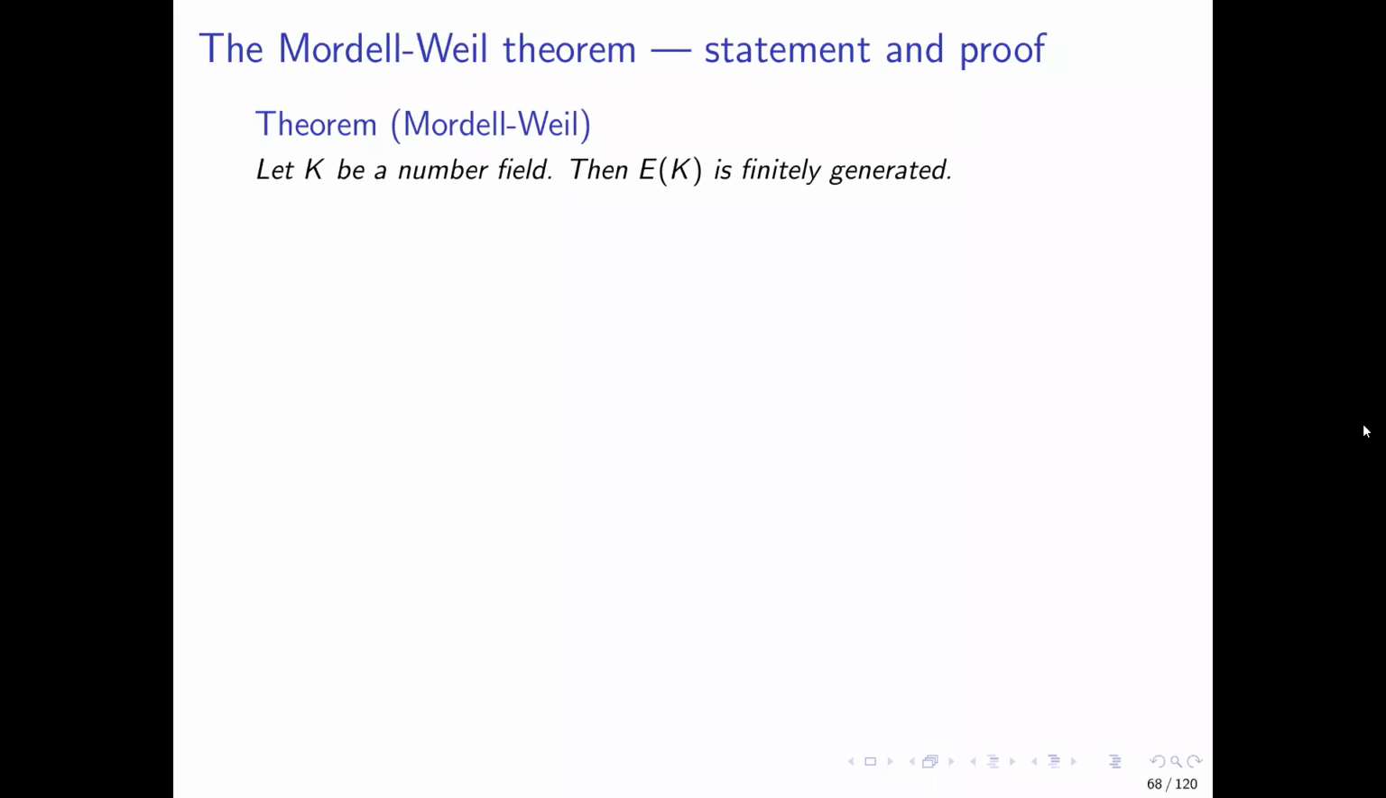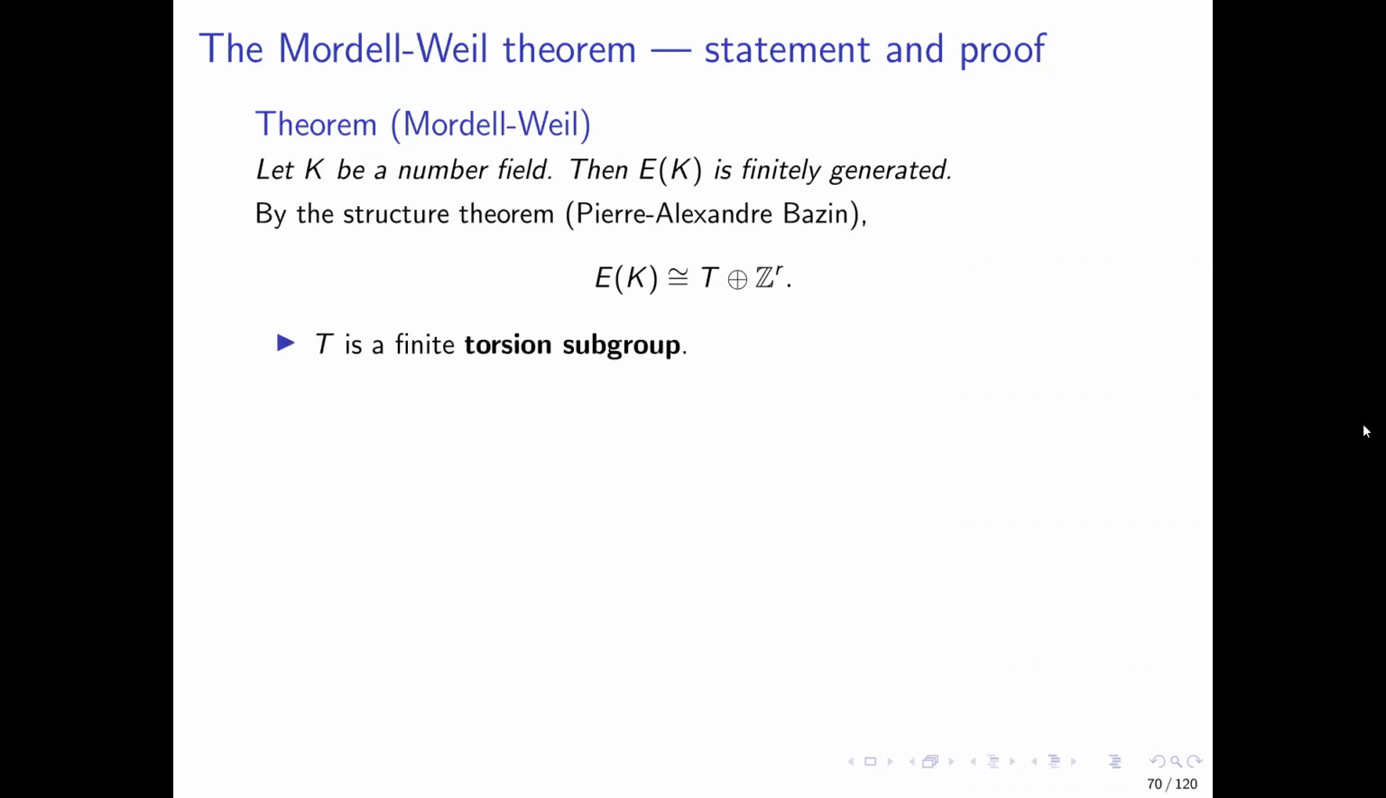Last week there was a talk on the structure theorem. If this is finitely generated, you know this is isomorphic to something finite times a bunch of copies of Z. The finite part is called the torsion subgroup, and the number of copies of Z is called the algebraic rank. This was the thing required to even state the Birch and Swinnerton-Dyer conjecture, the BSD conjecture.